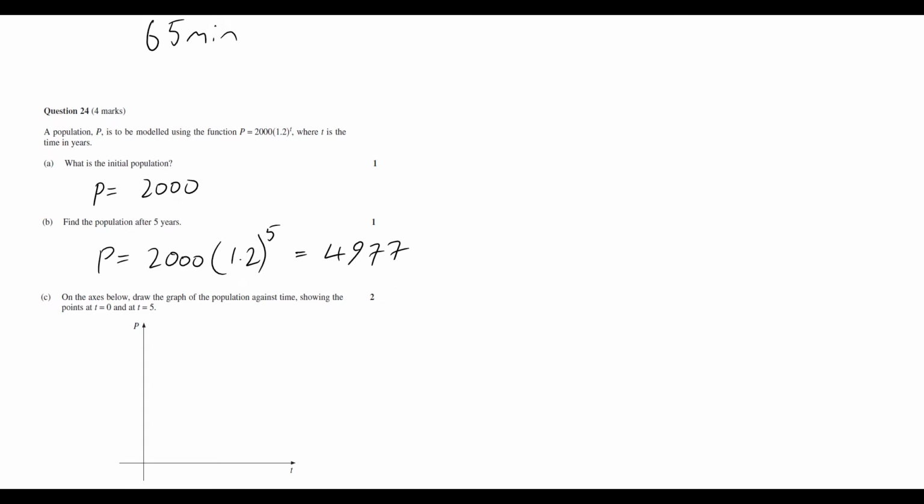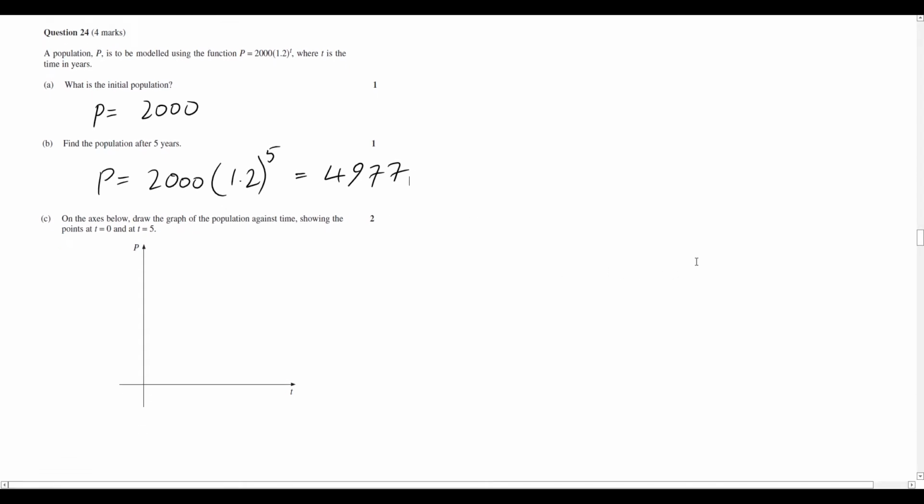Alright, so part C. On the axes below, draw the graph of the population against time, showing the points at t equals 0 and t equals 5. So what we want to do is quickly put in the initial population, and just remembering that since t is equal to 0, that's going to be our y-intercept. So I'm going to go ahead and put 2000 over here, and that's obviously at 0 at the origin.